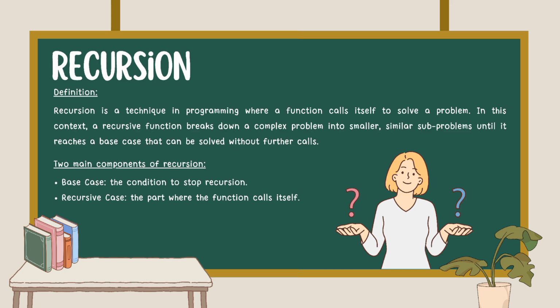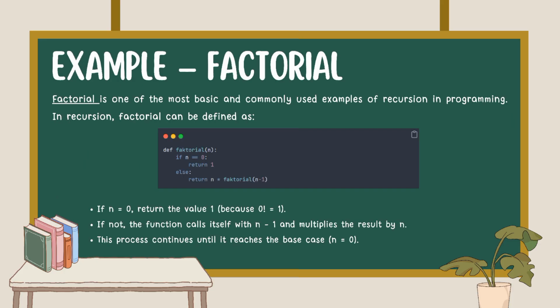Two main components of recursion: the base case, the condition to stop recursion; and the recursive case, the part where the function calls itself. Example: factorial. Factorial is one of the most basic and commonly used examples of recursion in programming. In recursion, factorial can be defined as: if n equals 0, return the value 1, because 0! equals 1. If not, the function calls itself with n - 1 and multiplies the result by n. This process continues until it reaches the base case n equals 0.